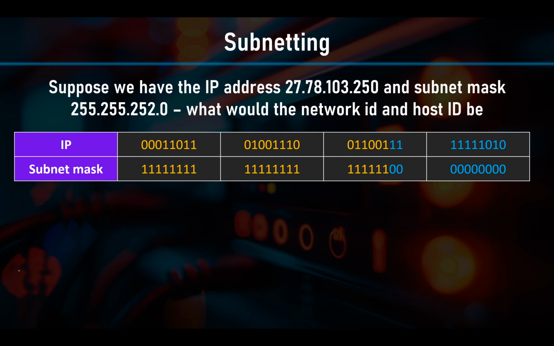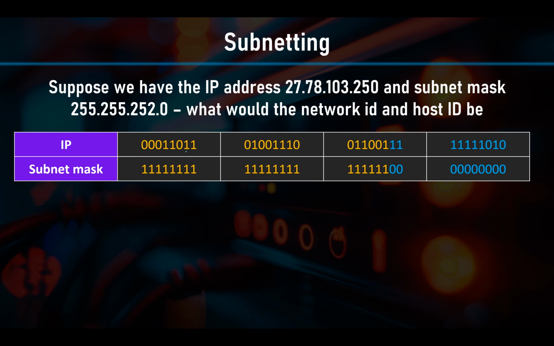Right, so suppose we have the IP address 27.78.103.250 and subnet mask, like we saw, 255.255.252.0. Then let's think, what is going to be the network ID and host ID? To be honest, I guess this is kind of animated in the wrong order. Yeah, we can see this already.